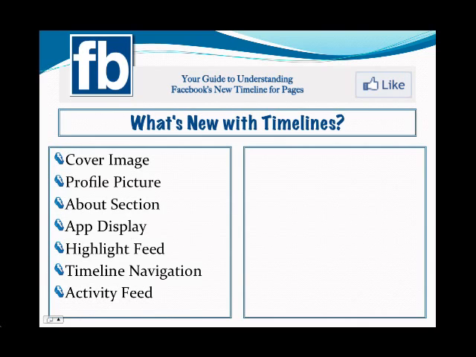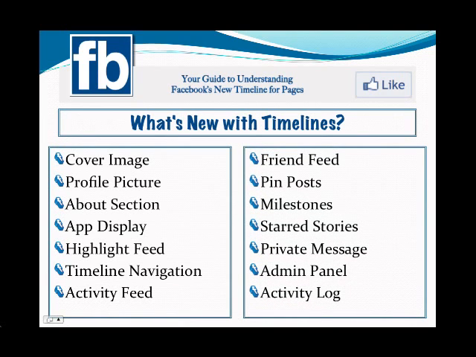There's a timeline navigation where users can choose what date they're able to go back to, and they can see deep into your page's past or your company's past. The activity feed allows users to see friends' activity on your page and whether friends have posted or not. And then we also have the friend feed. Okay, and this allows, again, to see more of what exactly is happening with your friends.